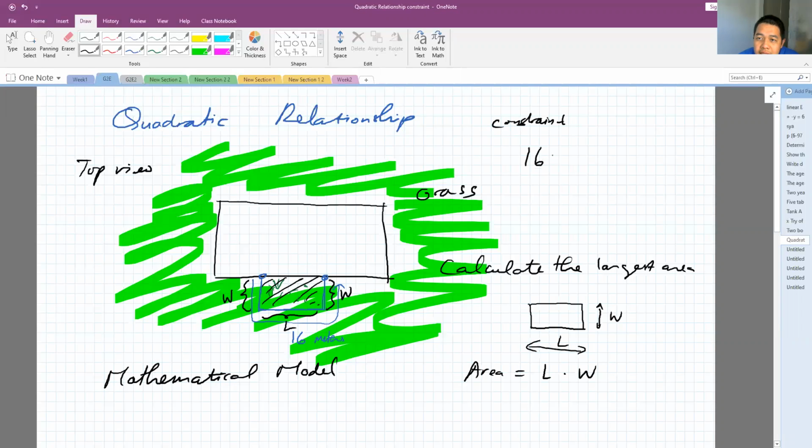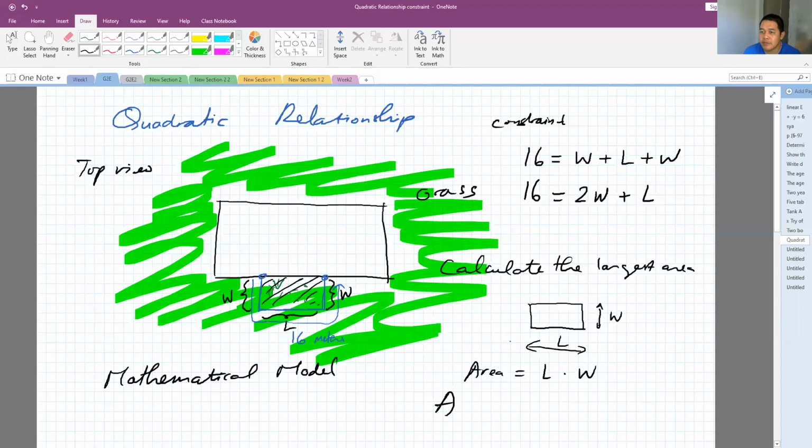Okay. Now the constraint that we have here will be this: 16 meters equal to the width plus the length plus another width of the garden, or 16 equals 2 times the width plus the length. And if we try to express now the area in terms of, say, either the length or the width, we can substitute one of these.